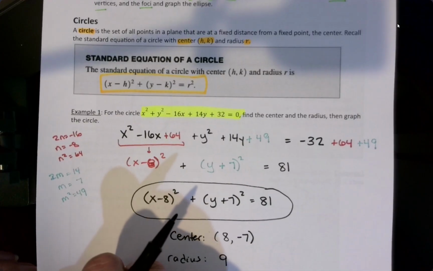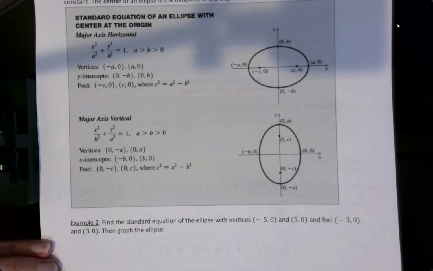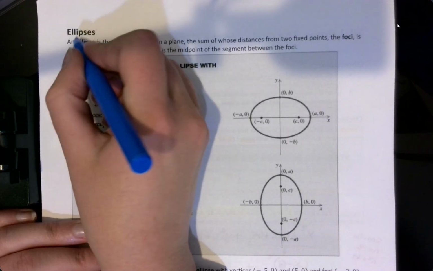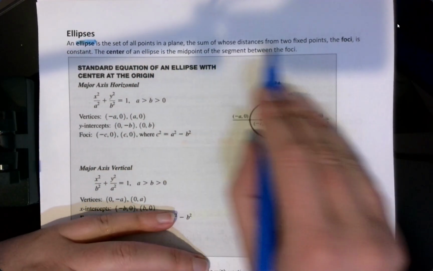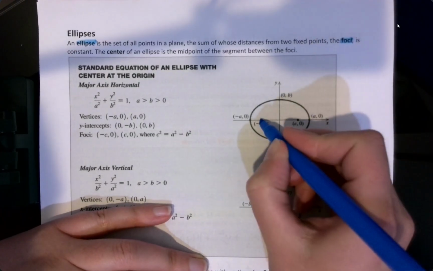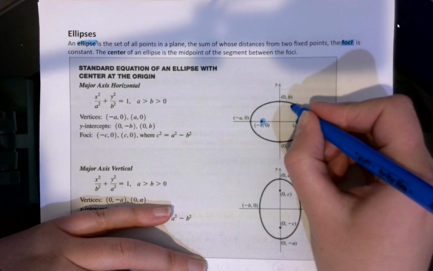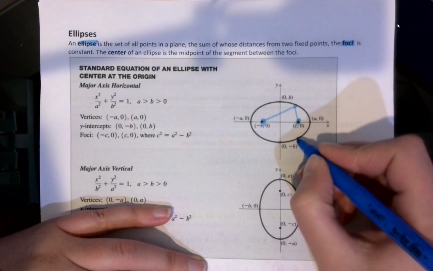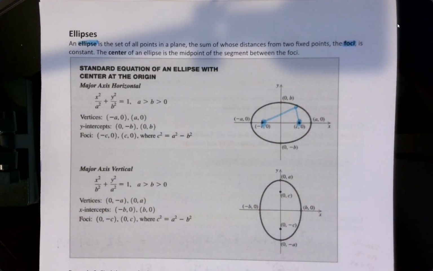Let's go to the next page. We get to talk about ellipses here on the next page. The definition first of an ellipse is the set of all points in the plane, the sum of whose distances between two fixed points, the foci, these are my foci here, is constant. So if you have any point and you add the distances between the two foci, that is constant. The sum is constant. That's just how they are defined.